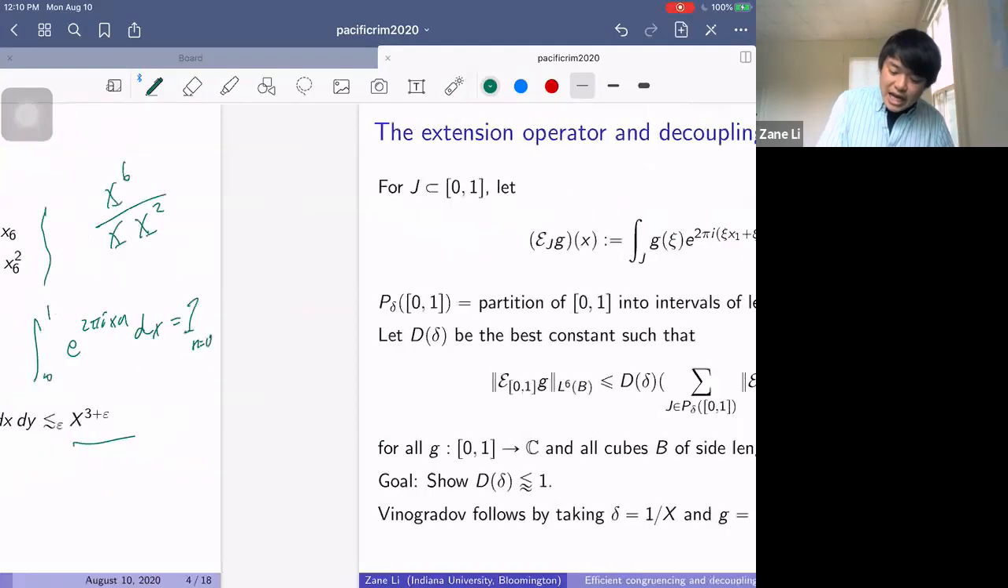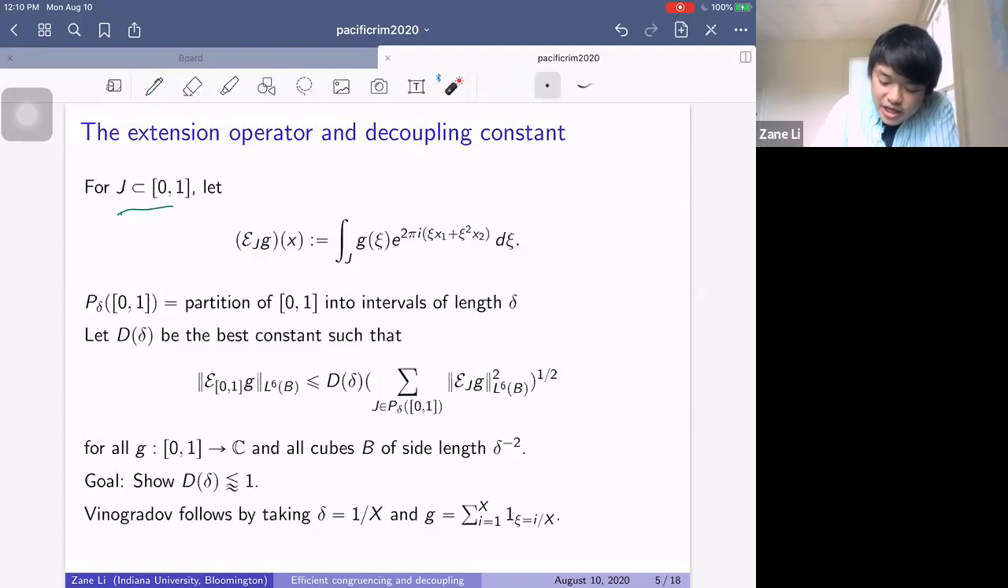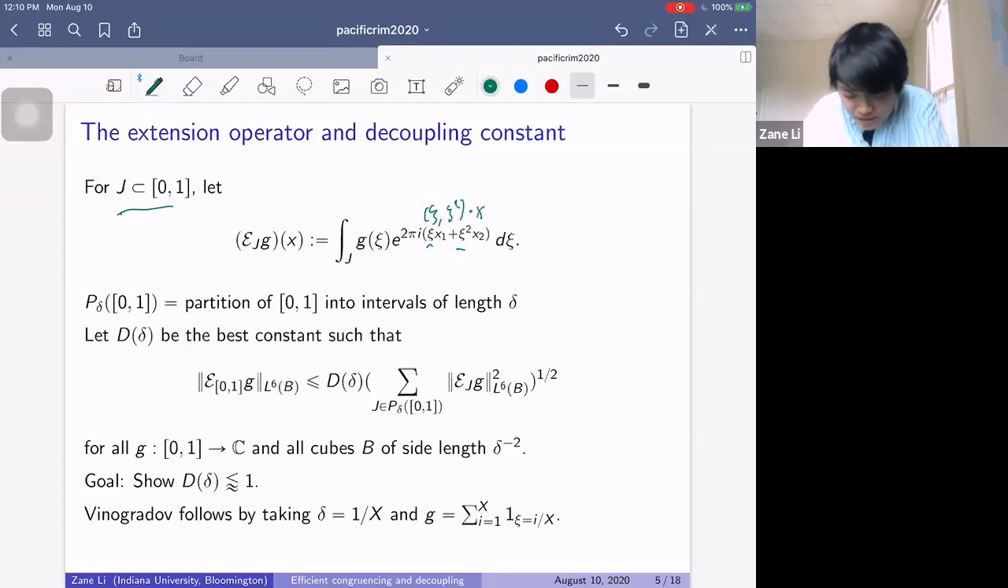Okay. On the decoupling side of things, we saw an exponential sum on the previous slide. Now, on the decoupling side, that should correspond to the extension operator. So we'll define that here. So J is an interval between 0 and 1, and the extension operator of J is defined by this integral right here. This is the extension operator for the parabola, because there's a c comma c squared here. So you can write c comma c squared dot x.